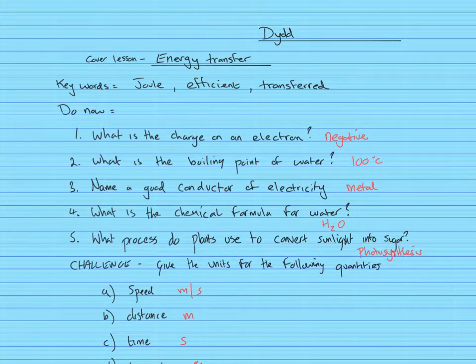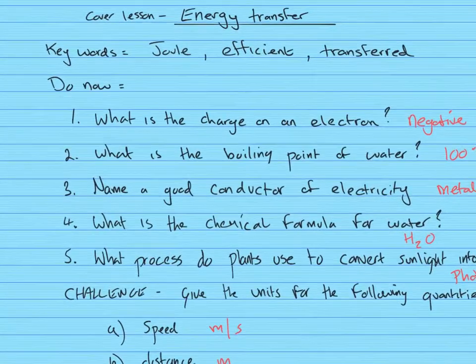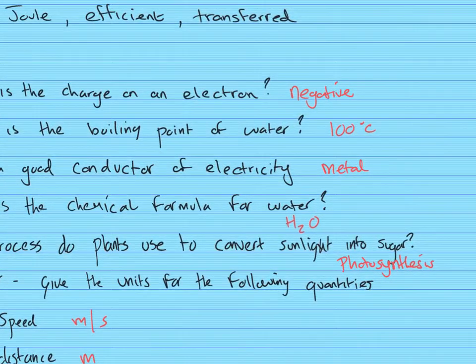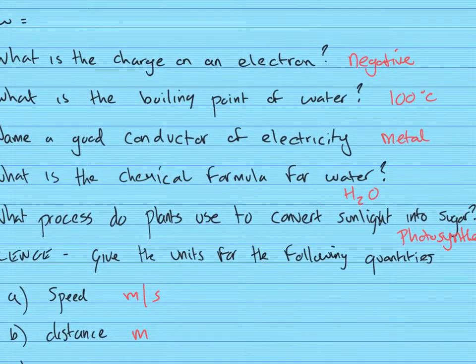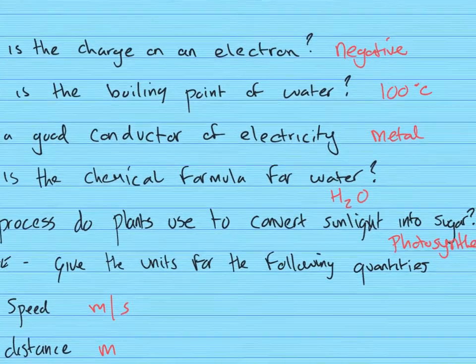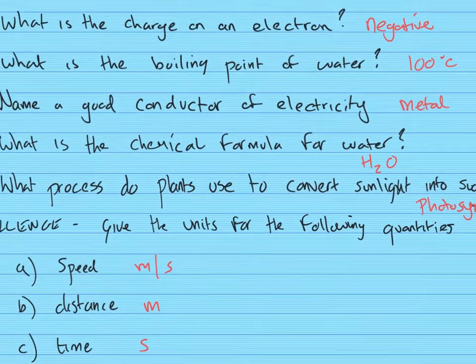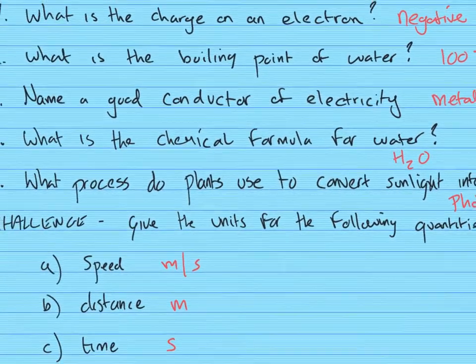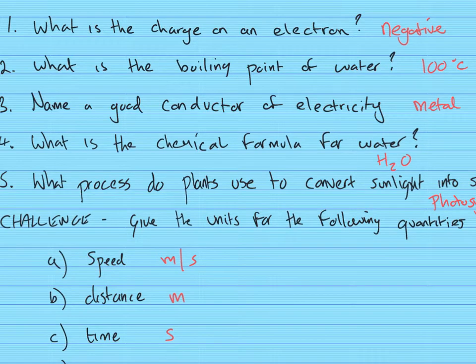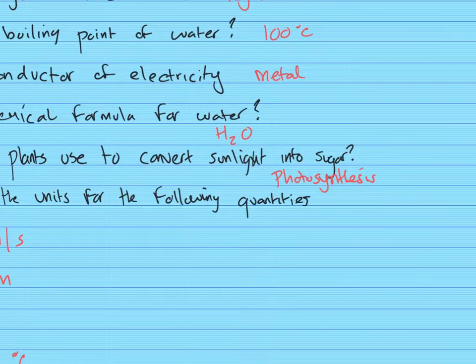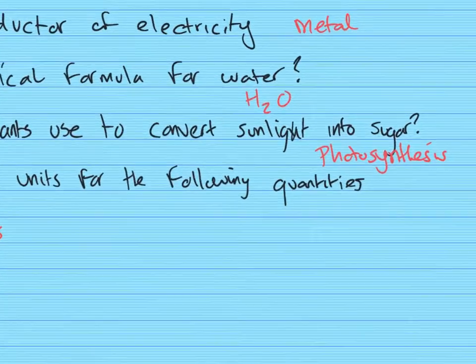Okay, so the answers to the do know activity. What is the charge on an electron? It is negative. Boiling point of water is 100 degrees Celsius. Any metal really is a good conductor of electricity, but if you've put copper, even better. So copper is the best conductor. What is the chemical formula for water? It's H2O. Process that plants use to convert sunlight into sugar is called photosynthesis.